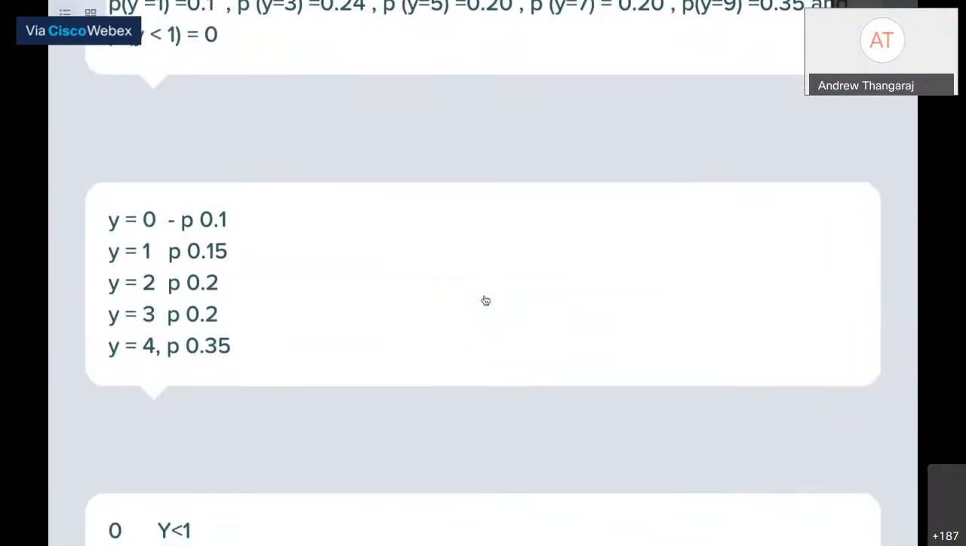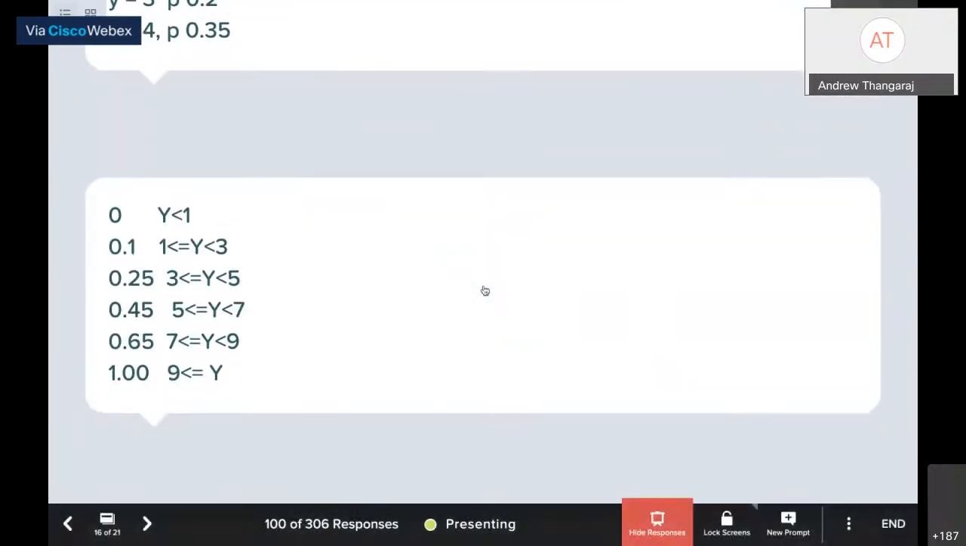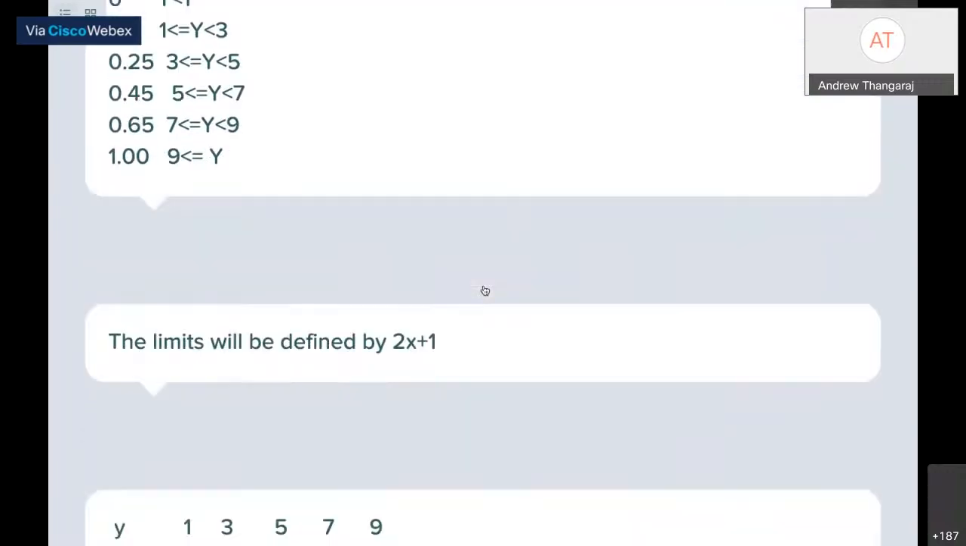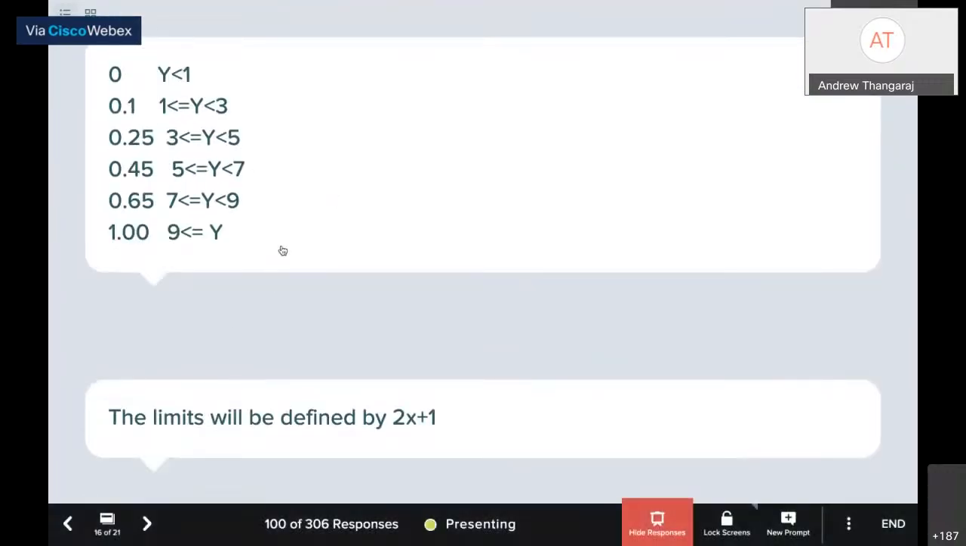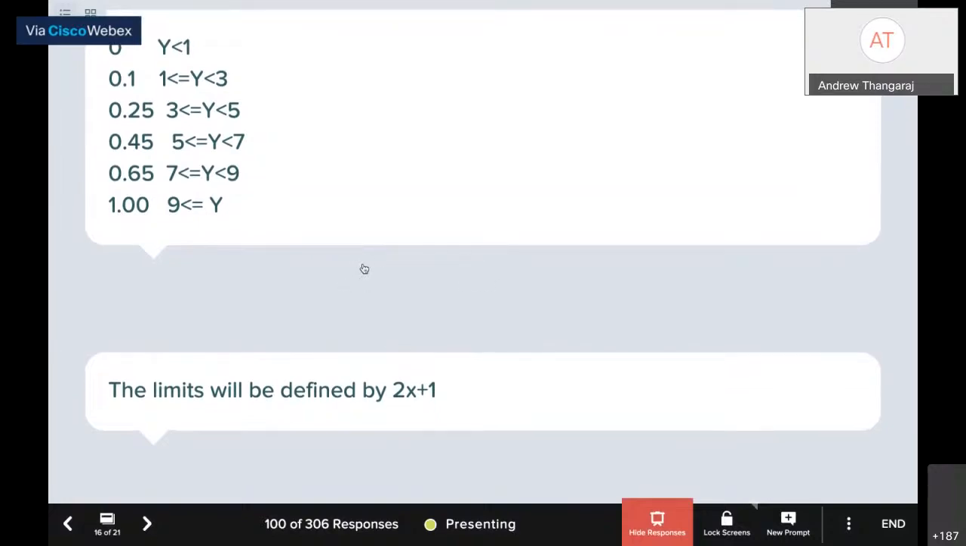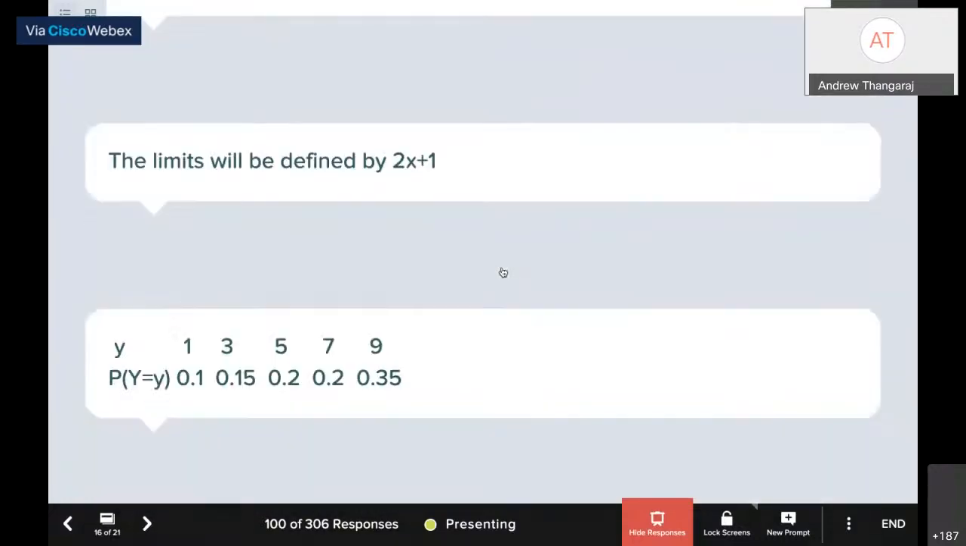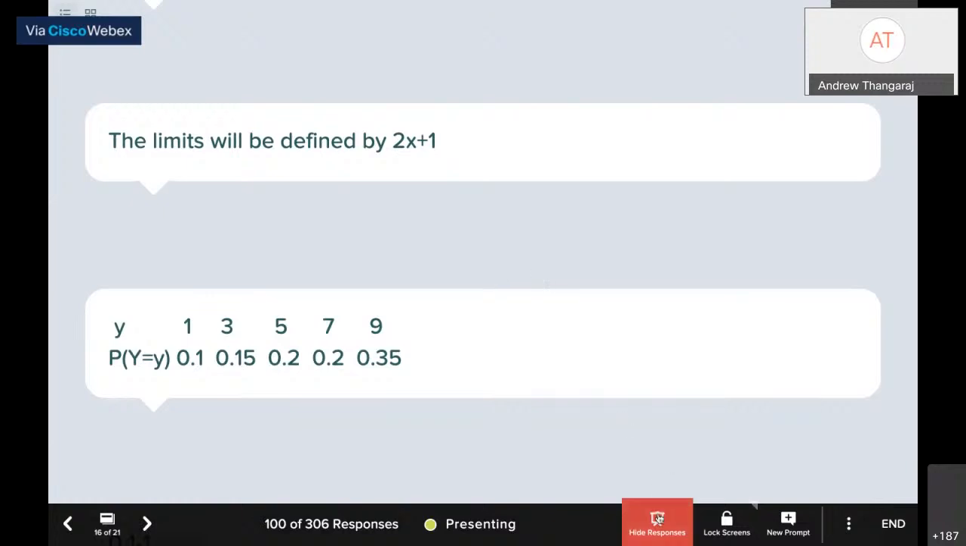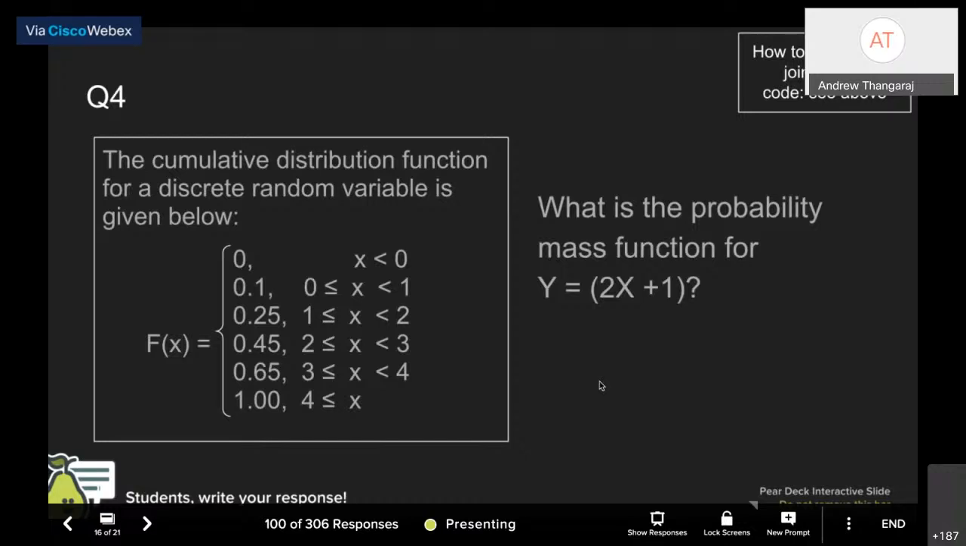So yeah, 0.1, 0.15, 0.2, 0.35. Okay. So for y, you don't have to say a range. I think people are looking at the CDF for y. You can also use the PMF for y. That's okay. Most people have got the answers right.